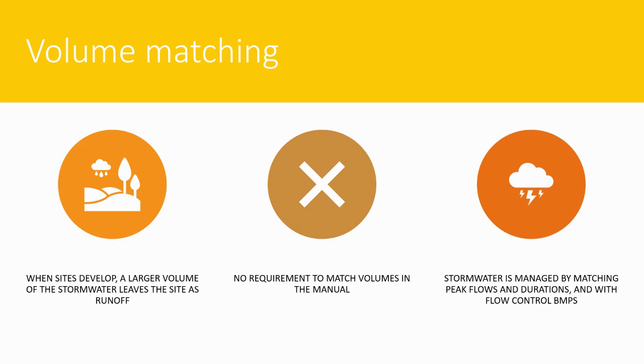Instead, runoff rates and durations are regulated in the form of peak flow and duration matching. Professionals consider peak flow and duration matching combined with flow control BMPs to sufficiently minimize the negative impacts of uncontrolled stormwater runoff.